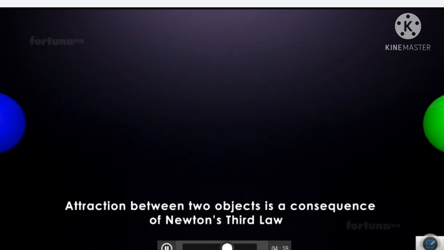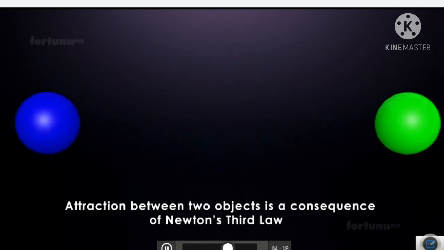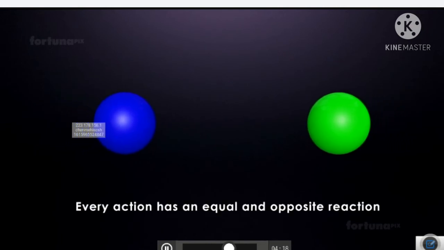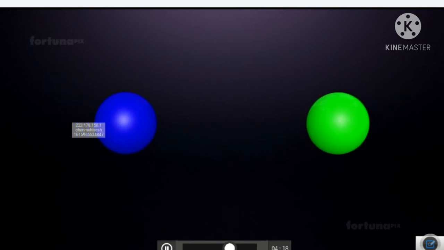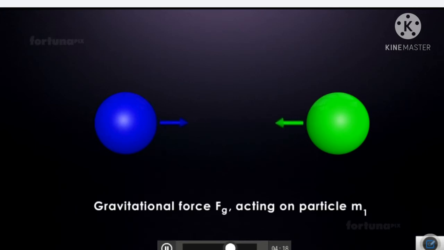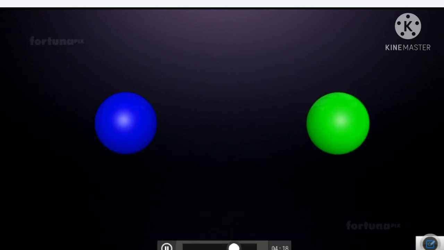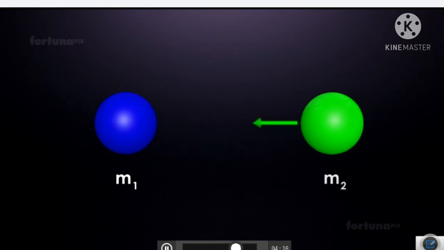The attraction between two objects is a consequence of Newton's third law, which states that every action has an equal and opposite reaction. In this case, the gravitational force Fg acting on particle m1 is equal and opposite to the gravitational force acting on particle m2, minus Fg. The force of gravity is a vector quantity. Object m1 will attract object m2.